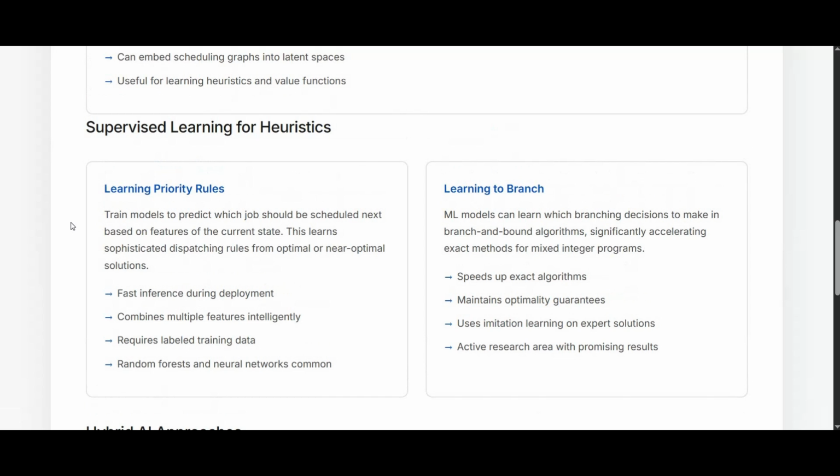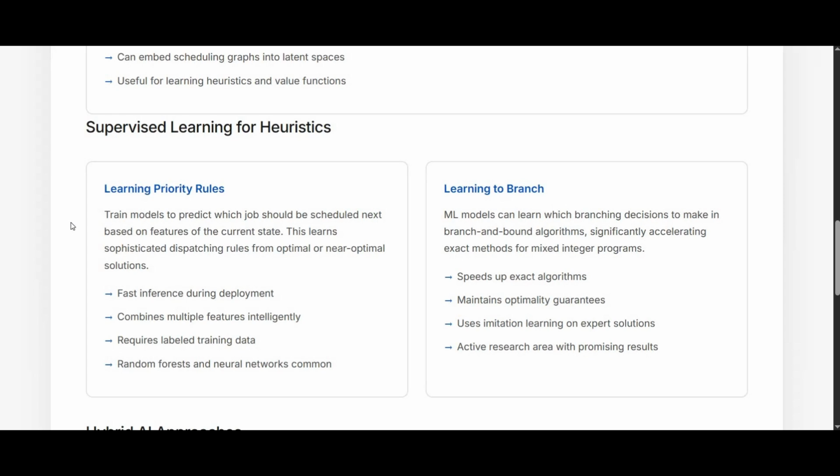Okay, let's move to supervised learning methods, which are about learning from examples. What's happening here? Instead of exploring on their own like reinforcement learning agents, models are trained on labeled data, examples of good scheduling decisions, and they learn to imitate those.